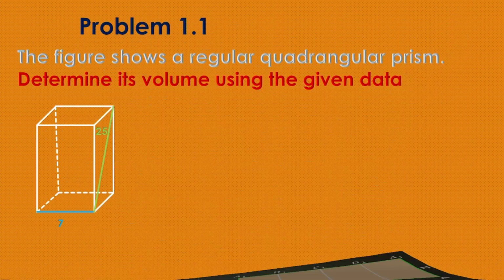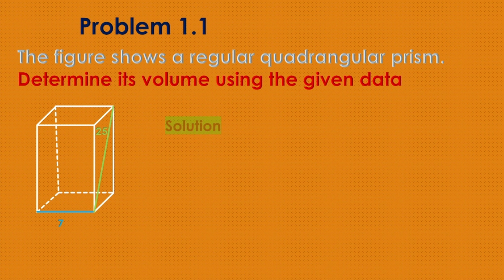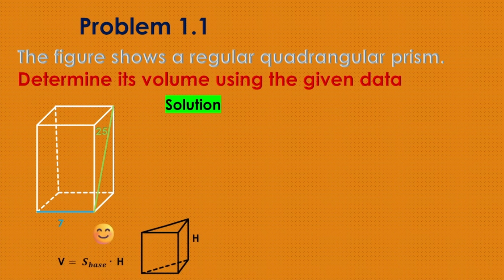Problem 1.1. The figure shows a regular quadrilateral prism. Determine its volume using the given data. Solution. We need to determine the volume of this regular prism. So we need to remember the formula for finding the volume of this prism. And since we have a square at the base of a regular quadrilateral prism, we find the area of this square. This will be a squared. After all, the area of the base of the prism is 49.